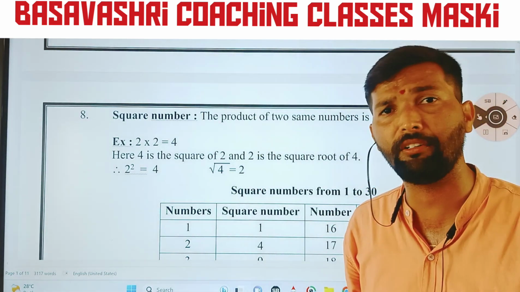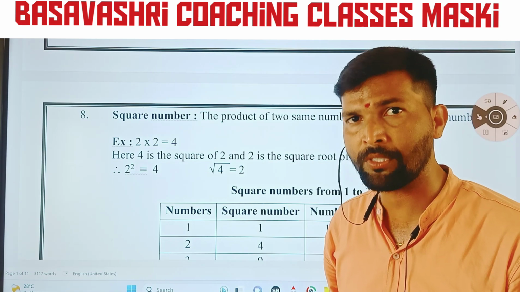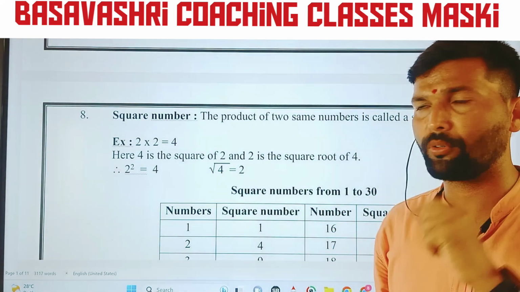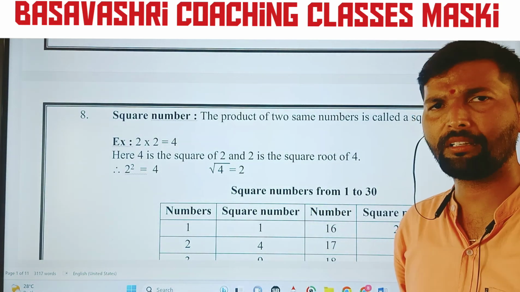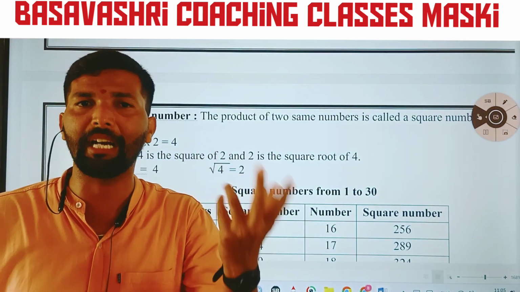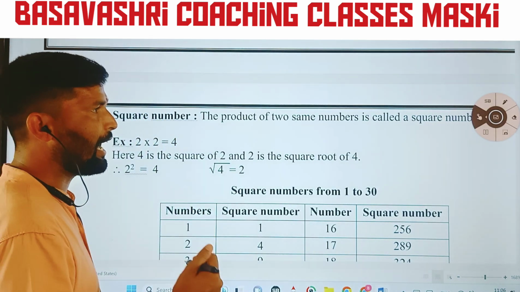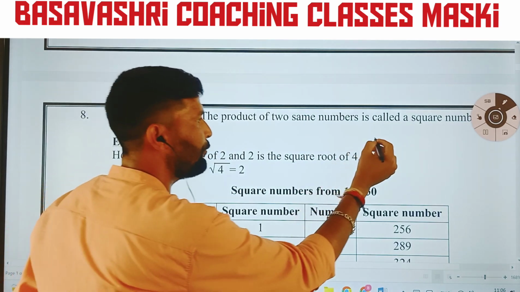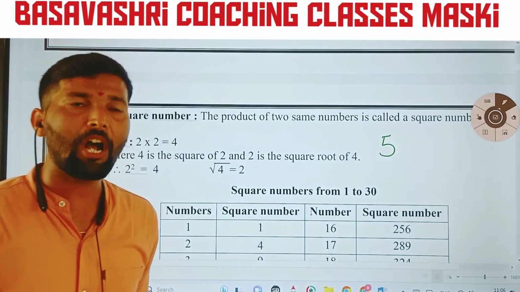Yes, it's important for the JNB exams or the Sainik exams. So we must study the square numbers. The square numbers is nothing but what we have to square here. We have to square a number twice. For example, I am taking 5. So we have to square it.